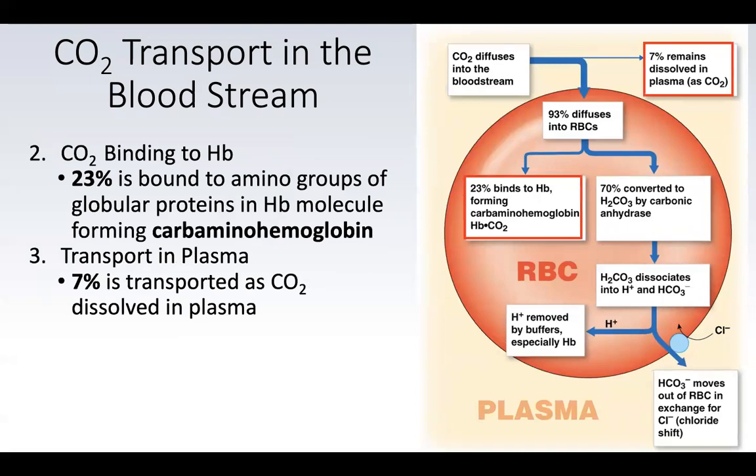Next is the amount of carbon dioxide bound to hemoglobin. This form is known as carbaminohemoglobin, bolded for a reason. And then least common is just carbon dioxide being transported in the plasma. So most commonly carbonic acid form because of carbonic anhydrase, then carbaminohemoglobin, and then least is carbon dioxide traveling in plasma.